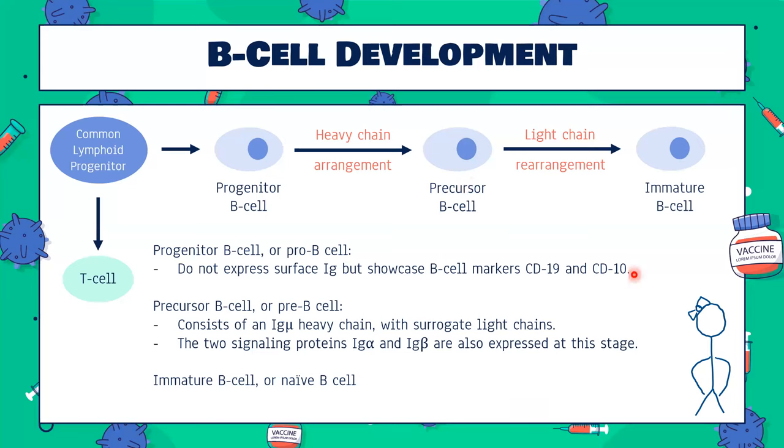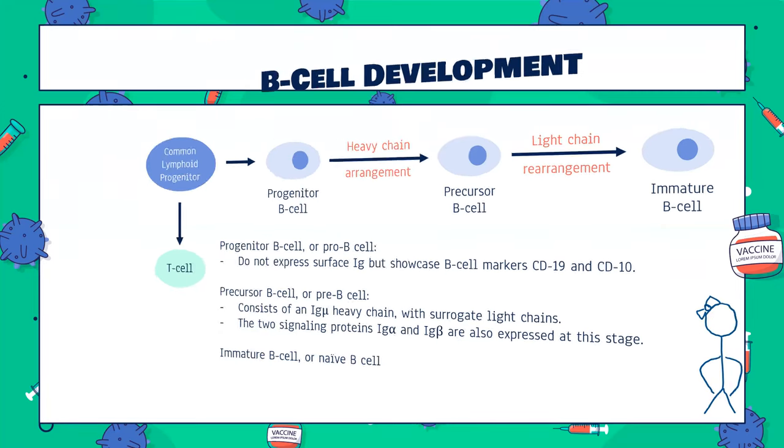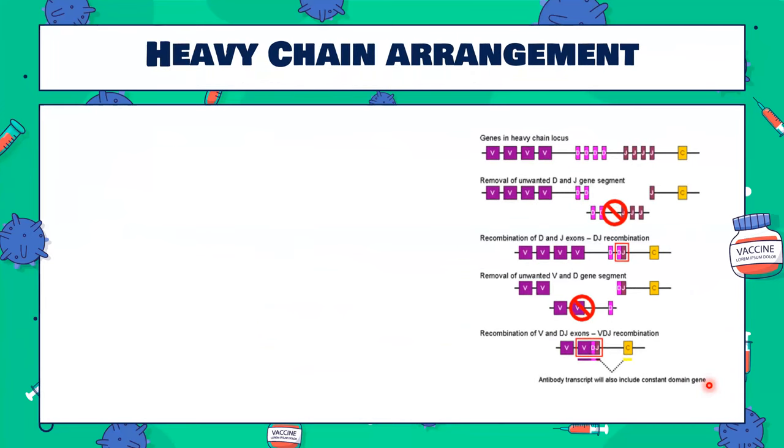Finally, we have our immature B cell or our naive B cell that I already told you guys about. And I already told you guys it's going to start circulating around the body. It's going to start immunosurveillancing to try to find an antigen in order for it to no longer be naive, in order for it to differentiate into a plasma cell or a memory cell. So let's take each of those steps and try to look at them in more detail.